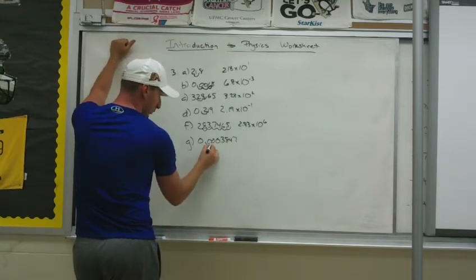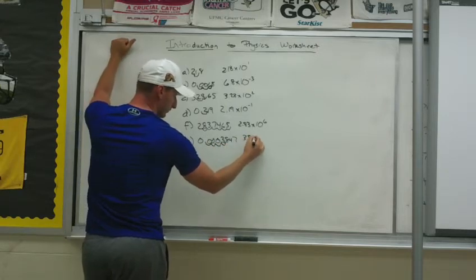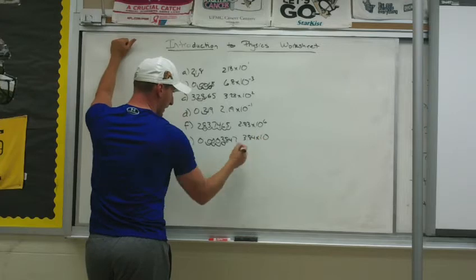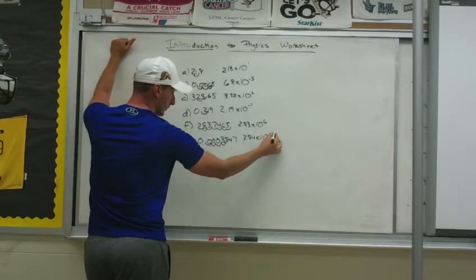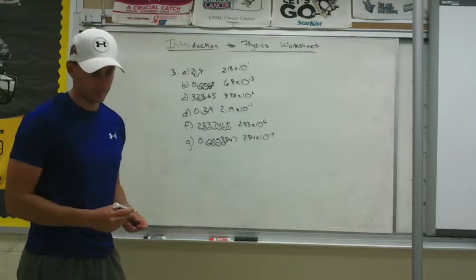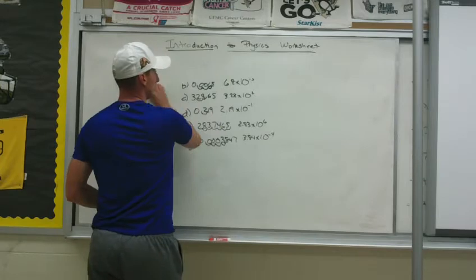Decimal point is here, I got 1, 2, 3, 4. 3.84 times 10 to the, and it's going that way, so it's -1, 2, 3, 4. Should be easy. Good. All right, it's number 3. Number 4 is a conversion one.